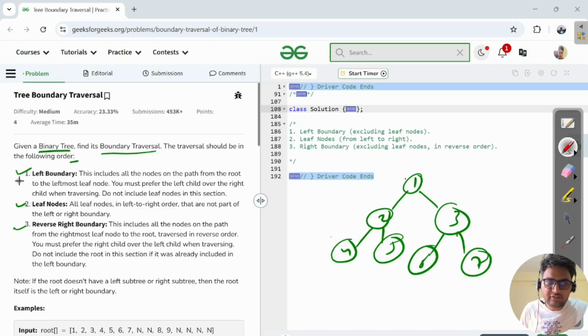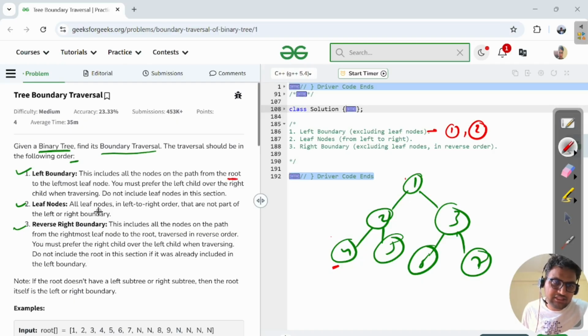So for the left boundary, what we have to do? This includes all the nodes on the path from root to the leftmost leaf node. You must prefer the left child over the right child when traversing. Do not include leaf nodes in this section. So this is the leaf node, so we will not include this one. So for the left boundary, what will be the nodes? 1 and 2, correct? And we are including the root also, from root to the leftmost leaf node.